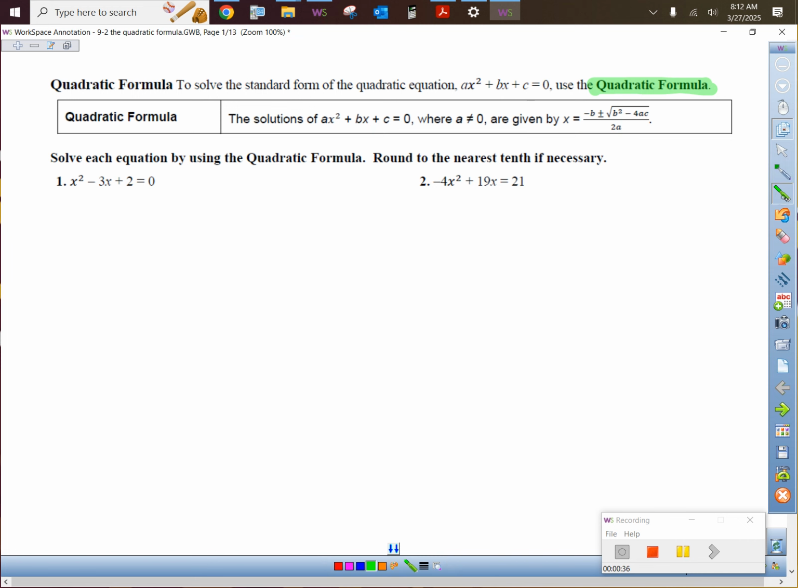Here's the rule, though. It's got to be what I call ready to run. It's got to be equal to 0 first, right? You have to have it equal to 0. And all you need to know is what a, b, and c are. So here it is. This is the quadratic formula, which is a mess.